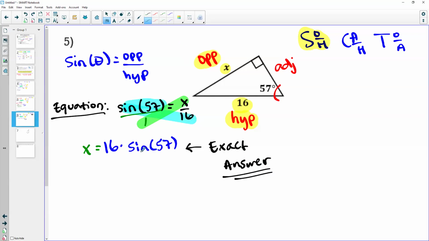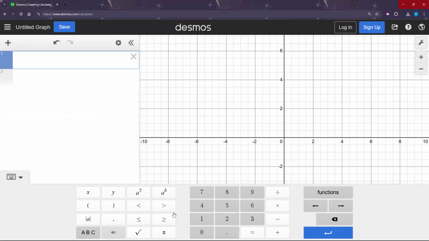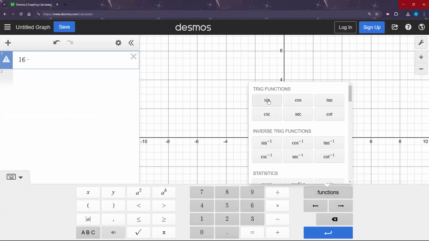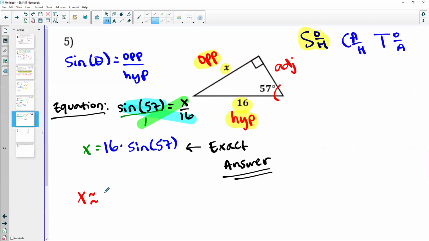And now we just have to plug it into the calculator to find the approximate answer, the rounded answer. So x is approximately, let's type this in, 16 times sine of 57. We're looking at 16 multiplied by sine of 57. If we plug this in, we're looking at 13.41. The next number is 8, so that 0.41 is going to round up to 0.42. So 13.42 is the approximate value for x.